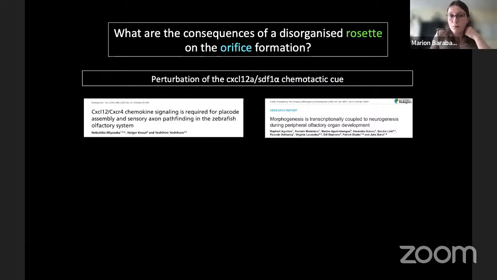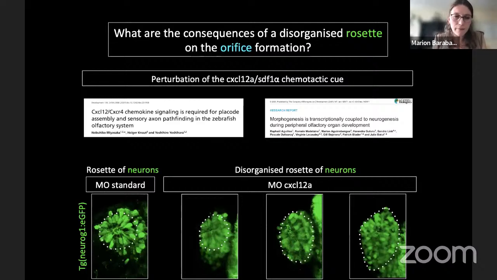And very interestingly, previously, some studies have shown that this cue is essential for the early step of morphogenesis of the placode. So we wondered if this change of the organization of the placode could lead to some disorganization of the rosette. So to test that, we looked by downregulation of the cue what was the effect on the formation of the rosette. So here you see in control situation, you have a round rosette of neurons, whereas when we injected the morpholino, we observe a variety of phenotypes with a smaller rosette, elongated rosette. That suggested that there were disorganized rosettes of neurons in such condition.